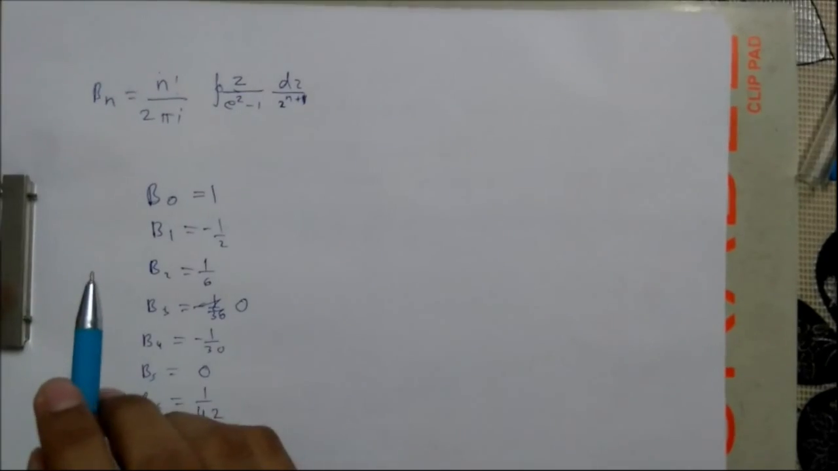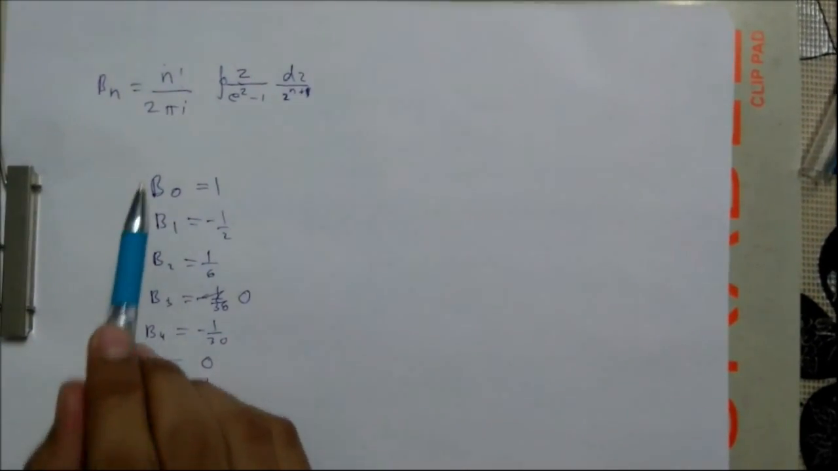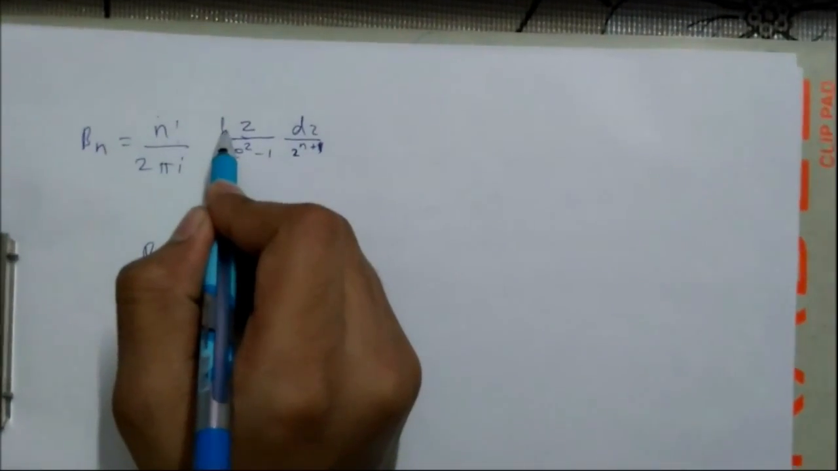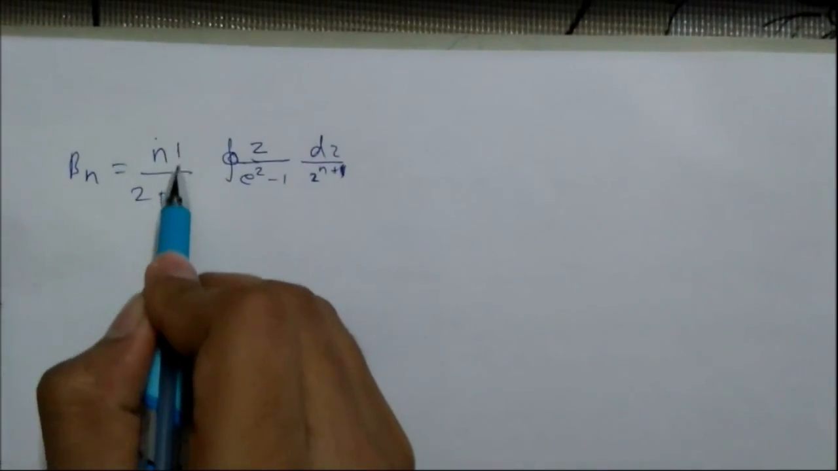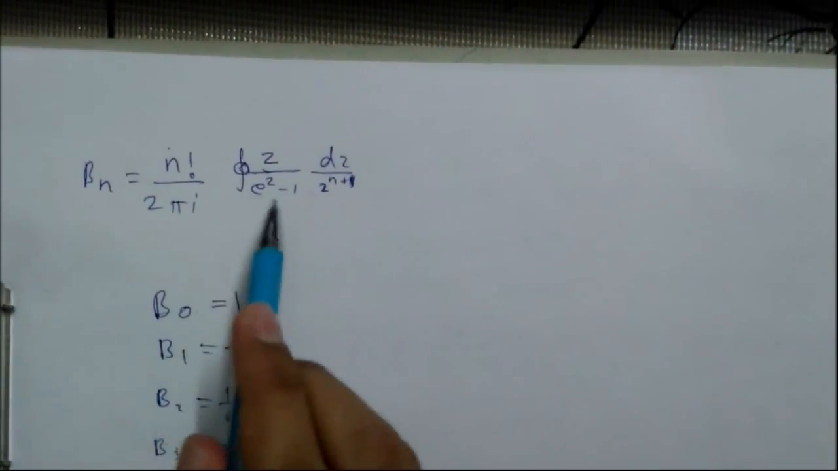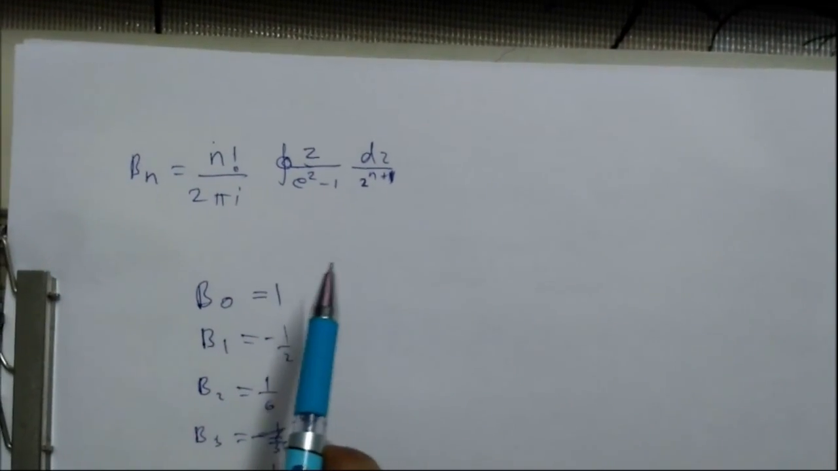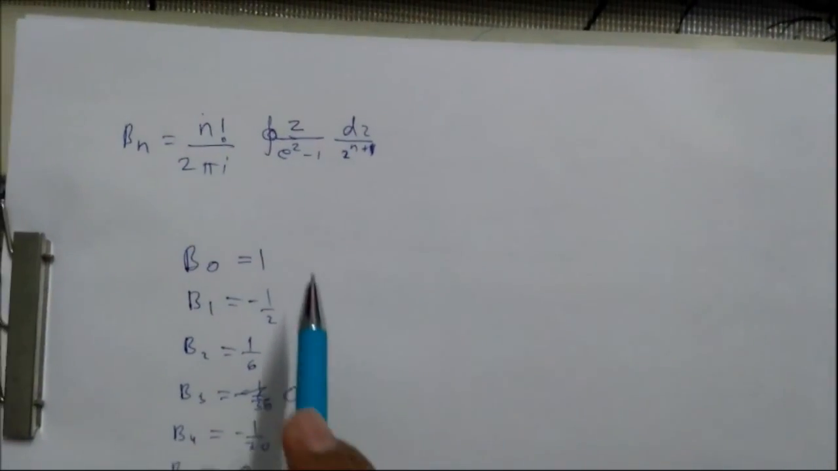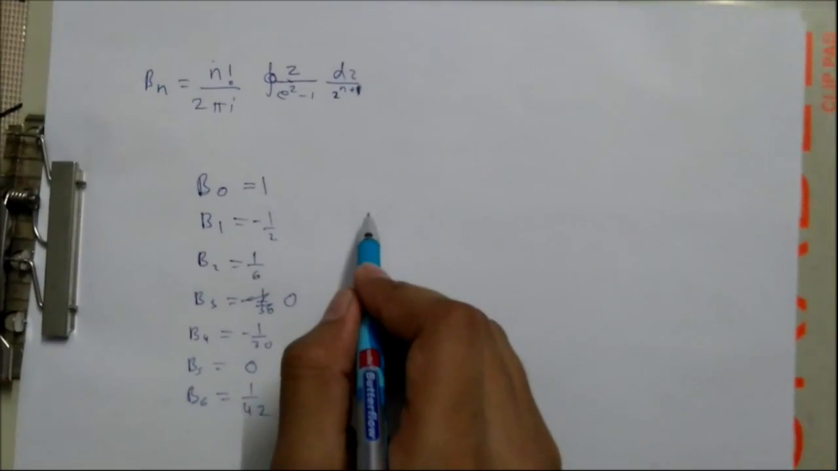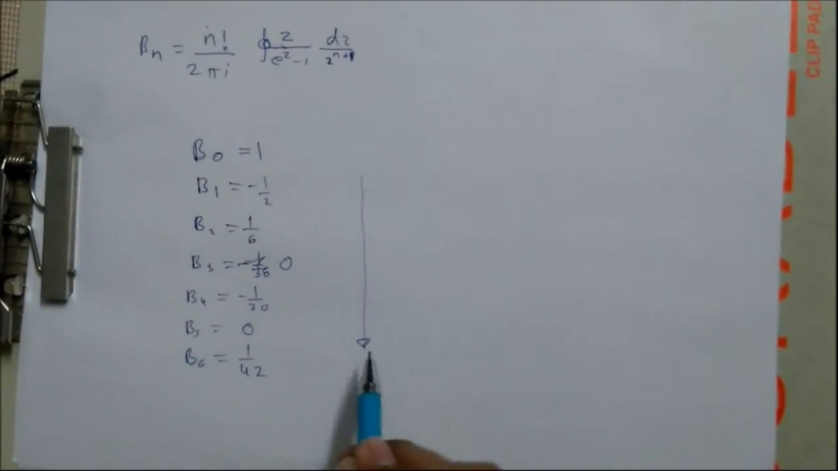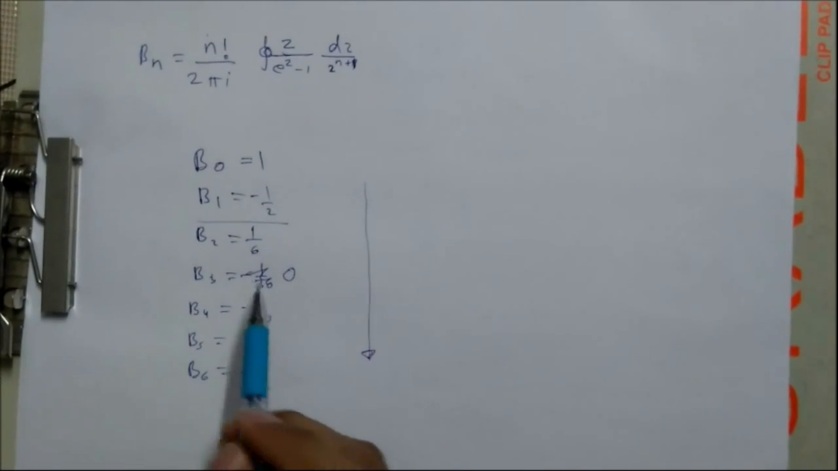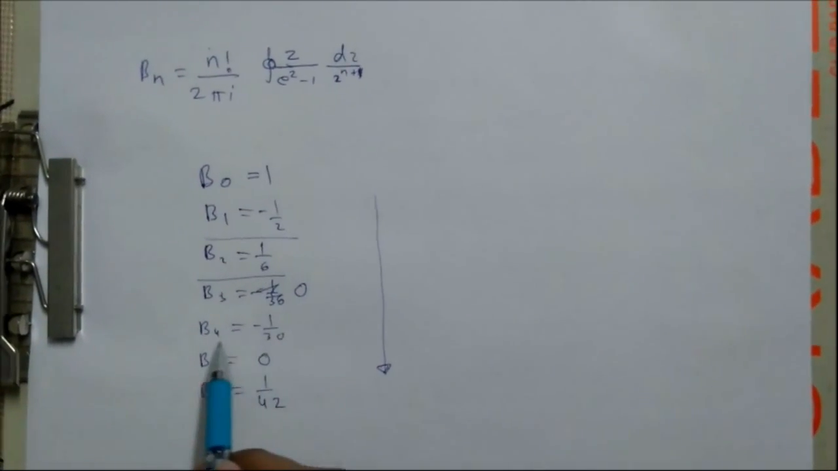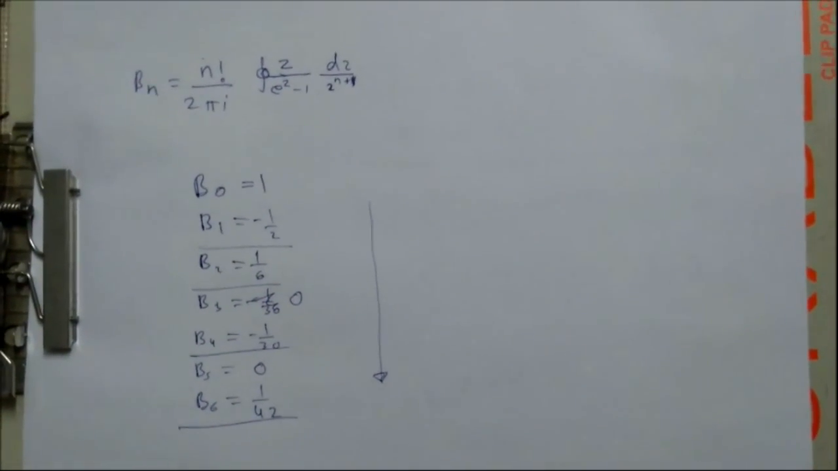The Bernoulli numbers can be defined as an integral of this format. In fact, it is a closed contour integral which takes n factorial by 2 pi i divided by e to the z minus 1, raised to n plus 1. And these are the Bernoulli numbers extended till infinity. As you can see, we have an alternating pattern of positive and negative numbers.